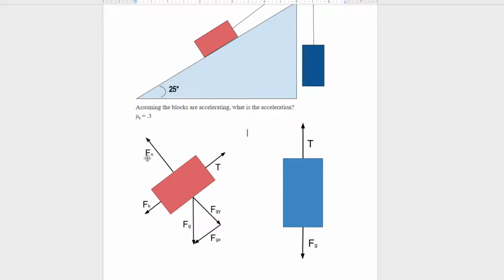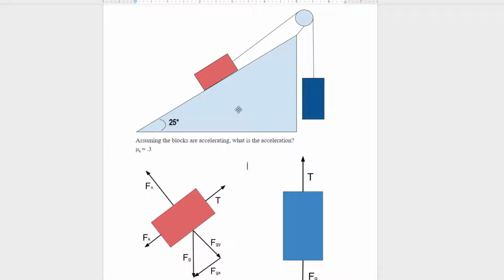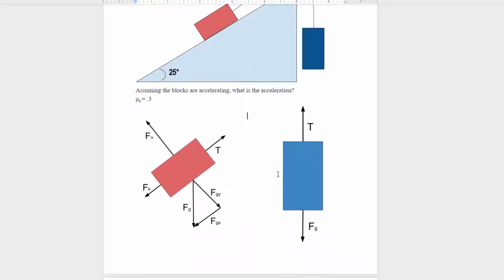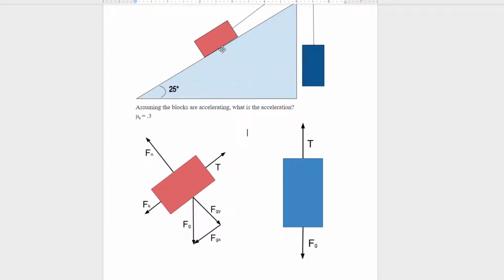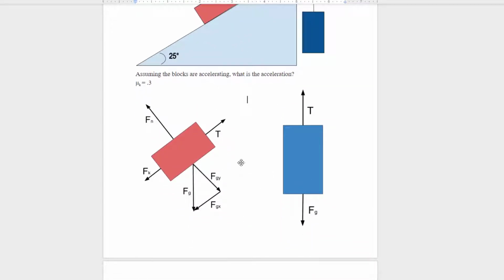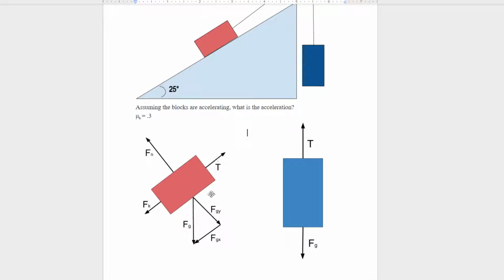Now we're going to go in the y direction on this red block. So you have the force normal pushing from the triangle up, and you have the force of gravity pointing straight down right here. Now, since we have an angle right here, we're going to split this up into vectors. So we have the force of gravity in the y direction and the force of gravity in the x direction. We're going to need to solve for those components later, as well as the force of gravity.